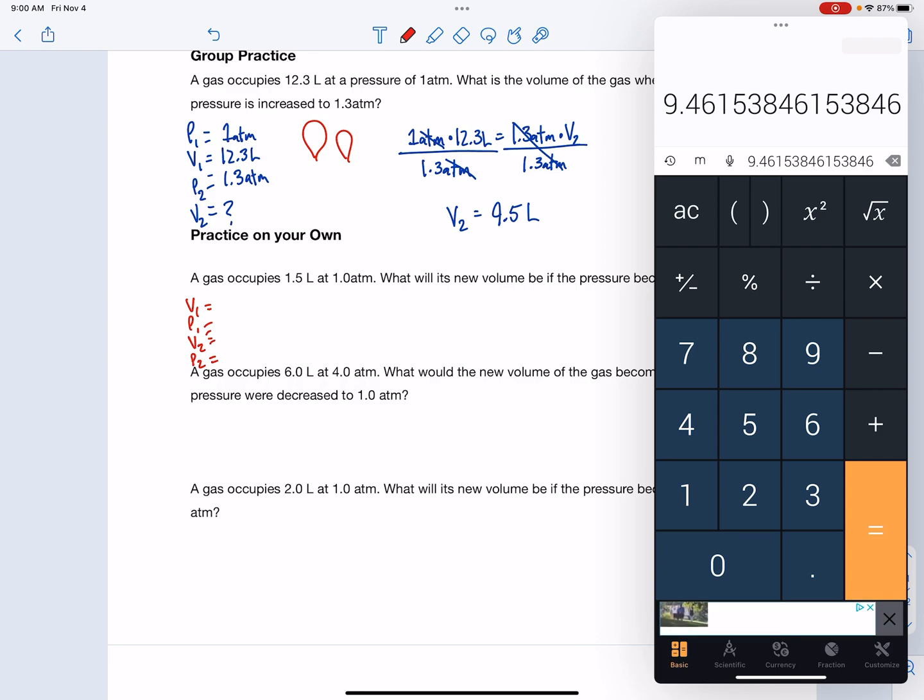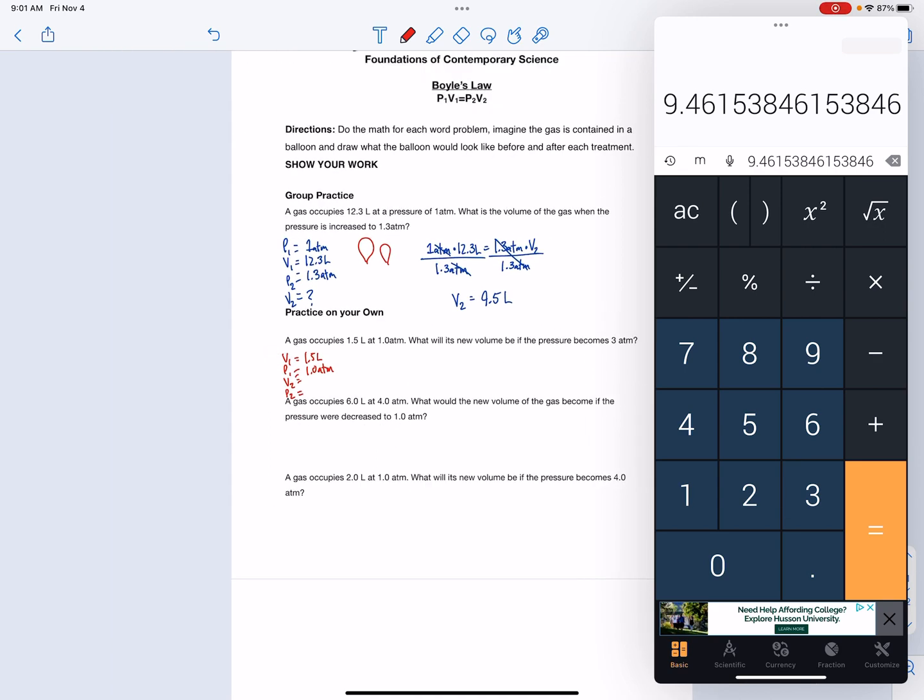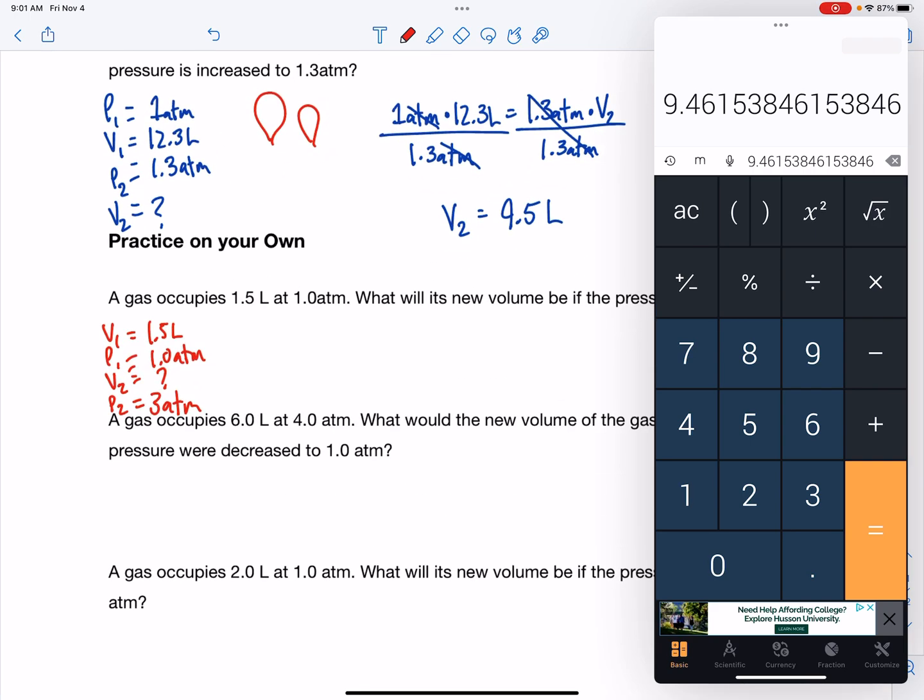So a gas occupies 1.5 liters. That's its initial volume, 1.5 liters. At 1 atmosphere, okay, 1.0 atmosphere, that's the initial pressure. What is the new volume if the pressure becomes 3 atmospheres? Okay, 3 atmospheres is our final pressure. We want to know our final volume.